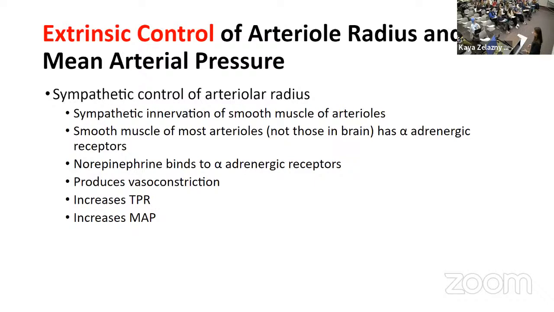So if we're thinking about extrinsic control of arterial radius, and therefore also of our mean arterial pressure, we really want to feel pretty clear on our sympathetic nervous system. Okay. So to begin, our sympathetic nervous system does innervate the smooth muscle going to the arterioles. So we have nerves branching from this part of our nervous system all around those arterioles. Okay, so it's going to be giving off, mainly, norepinephrine, because that's the part that comes from those postganglionic fibers of our sympathetic nervous system.